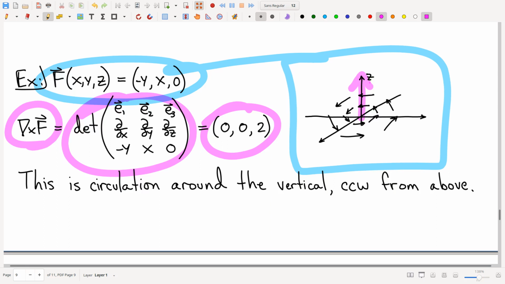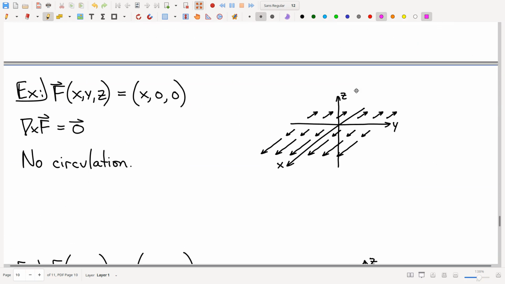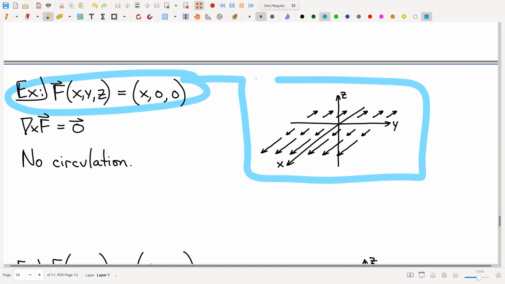How we doing? Again, doesn't prove anything. This is just kind of an example of what we're claiming curl does. Here is a different example, and pretty easy to persuade yourself, I think, that this is what that vector field looks like. And you can compute the curl of this vector field. Again, it's just details.